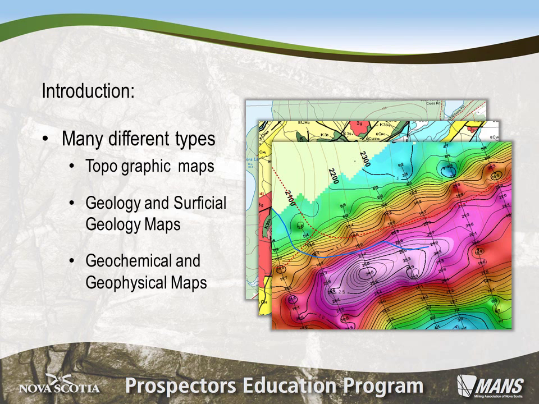Geochemical and geophysical maps contain information or data regarding the chemical and physical properties of the geological media sampled or surveyed, and can cover large regional areas or be focused on a local target. All of these different types of maps can help you research areas where you might want to prospect and explore for minerals.